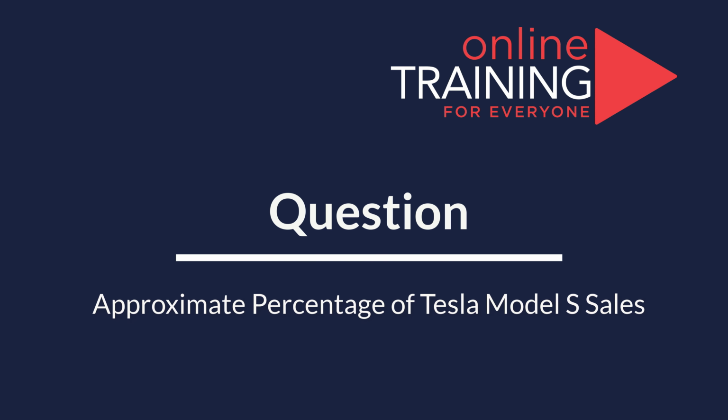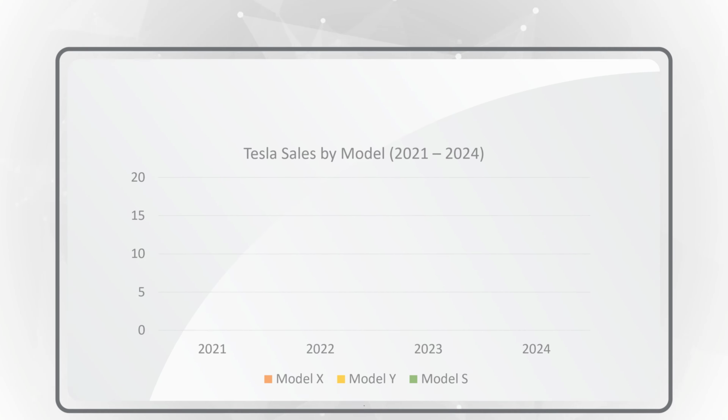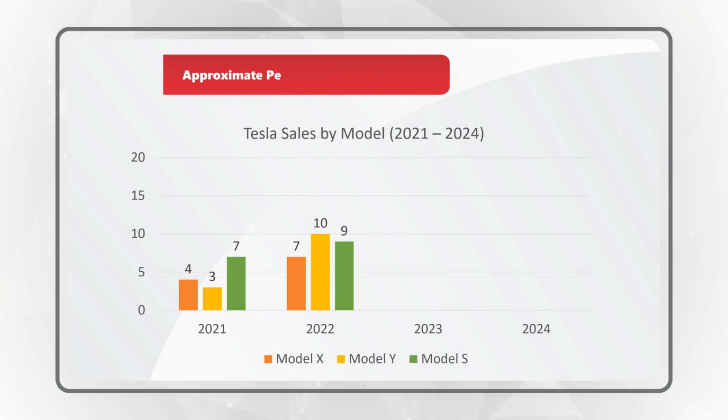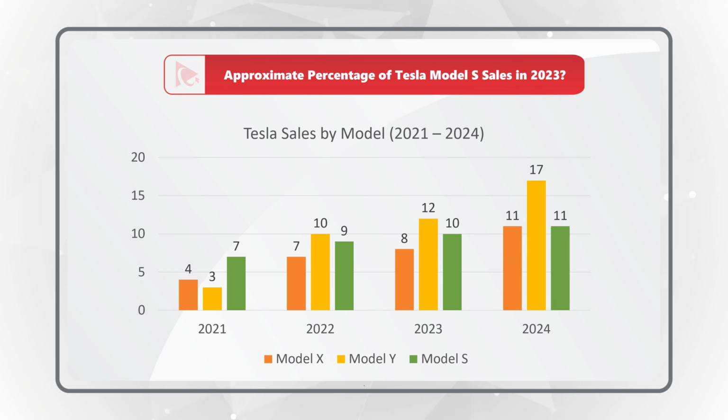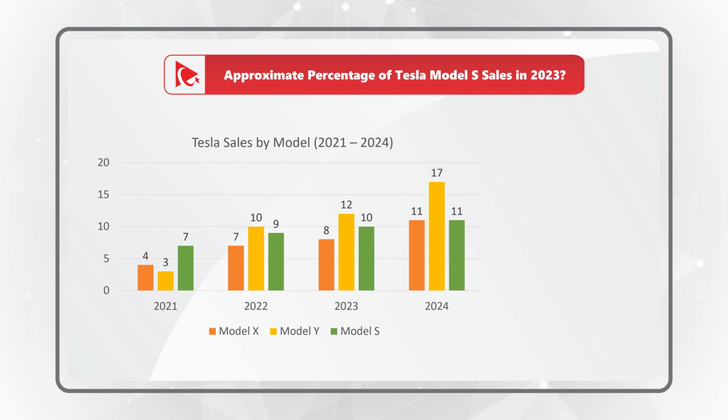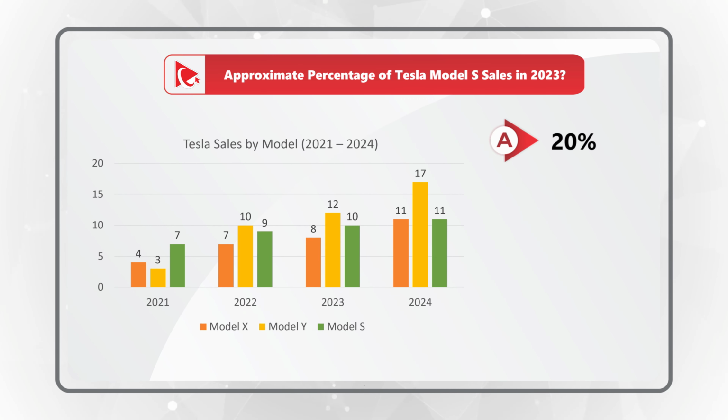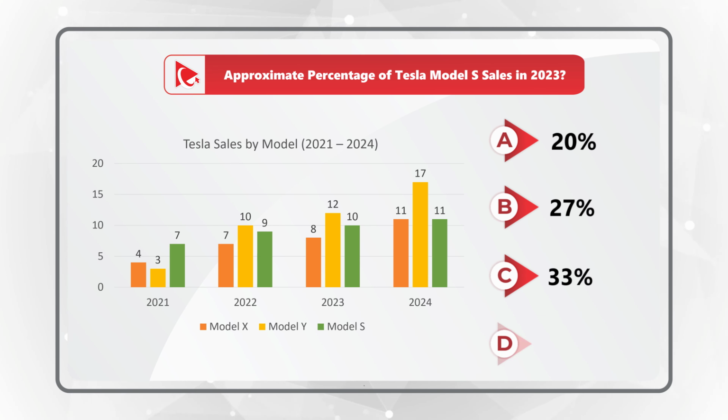And now, I think it's an excellent time for you to try your skills to see if you can solve the challenge. You need to determine the approximate percentage of Tesla Model S sales in 2023. You're presented with a chart that shows sales by model between the period of 2021 and 2024. And you have 4 different choices. Choice A, 20%. Choice B, 27%. Choice C, 33%. And then choice D, 40%.